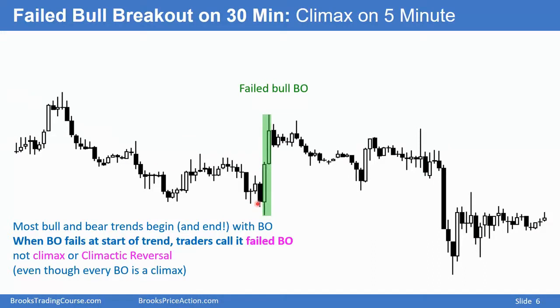The market's in a bear trend lasting about 50 bars, and now we get a very strong bull breakout. Do I want to call that a climactic end of a bull trend? No, it's the start of a bull trend. I would refer to this as a failed breakout.